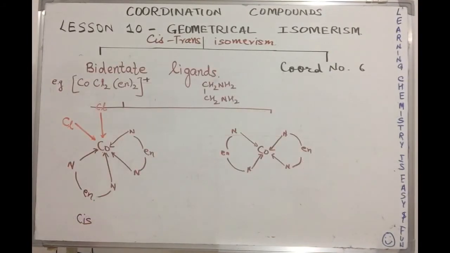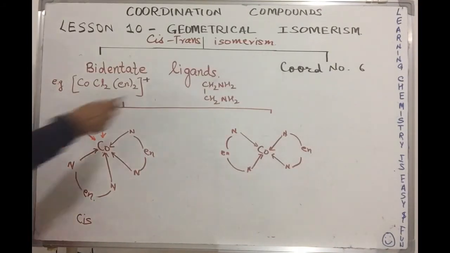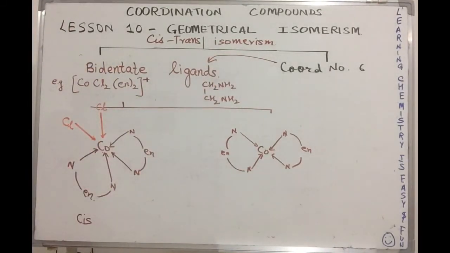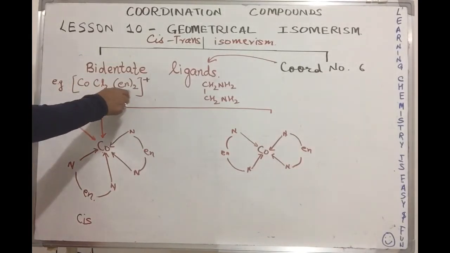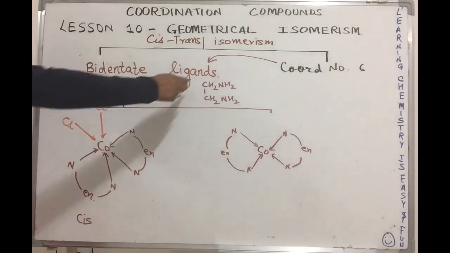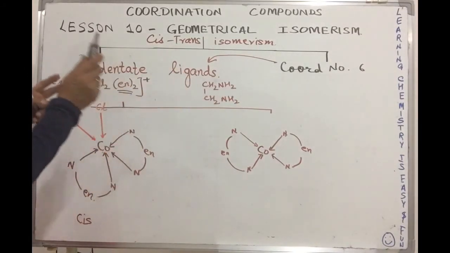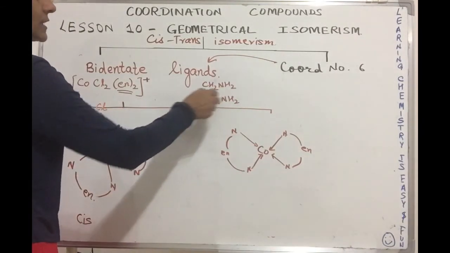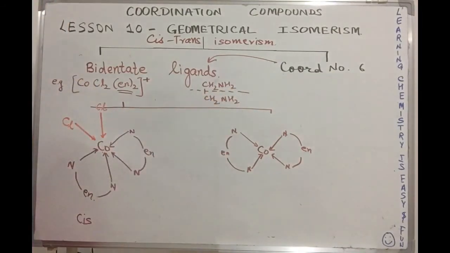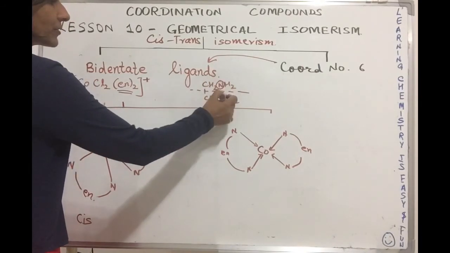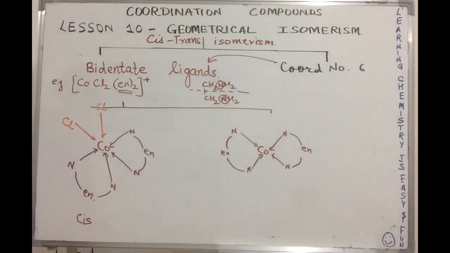Now I'm taking a very simple example of compounds with coordination number 6 but having bidentate ligands. That means there are two donor atoms. Here the bidentate ligand is ethane 1,2-diamine. The structure is denoted over here. Now this is a symmetrical bidentate ligand, because symmetrical means the two parts are mirror images of each other, correct? So I've got nitrogen and nitrogen as the donor atom.